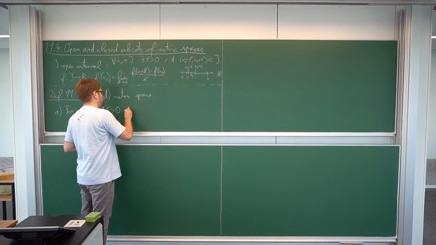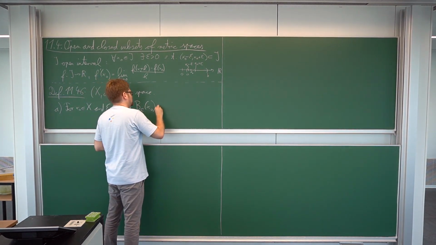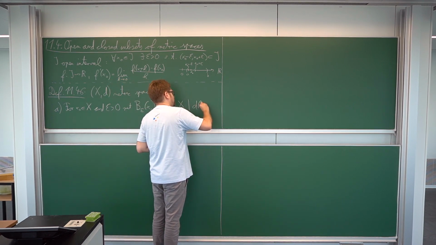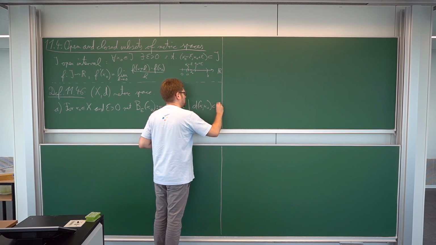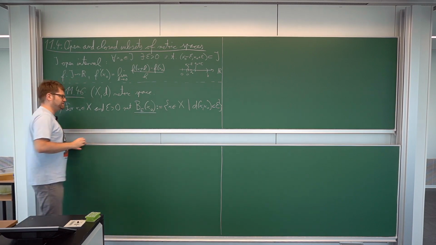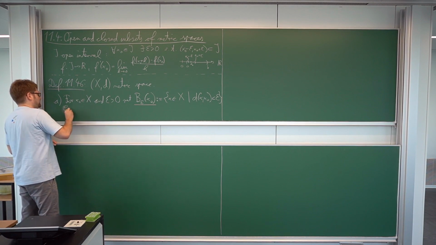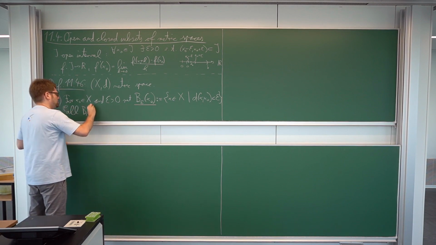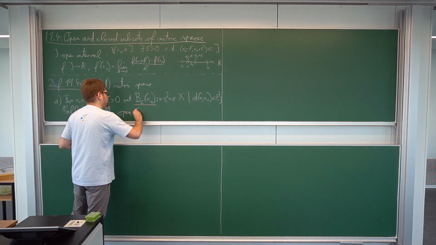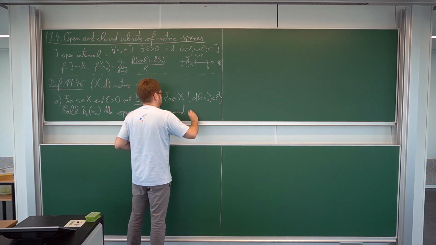So for this we put B epsilon of x0 simply defined as the set of all x in X such that the distance from x to x0 is strictly smaller than epsilon. So this is what we will need all the time, basically, this formalism. We call B epsilon of x0 the open epsilon ball around x0.